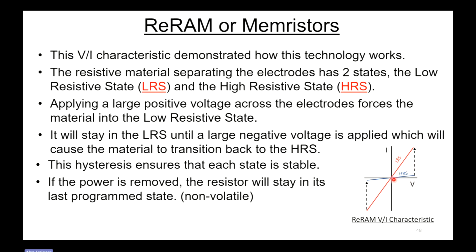That's this red line here. And it will stay in the low resistance state until you get a large negative voltage, which causes the material to transition back to the high resistance state. That's the blue line right here. So once again, this hysteresis ensures that each state is stable. If the power is removed, the resistor will stay at its last programmed state. So that makes it non-volatile.